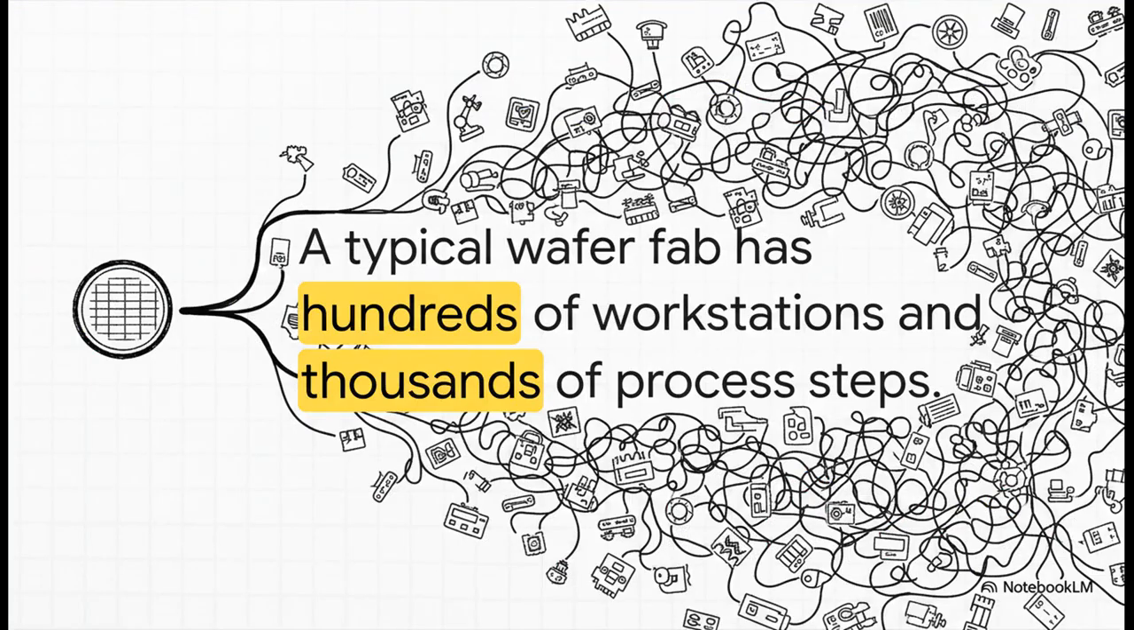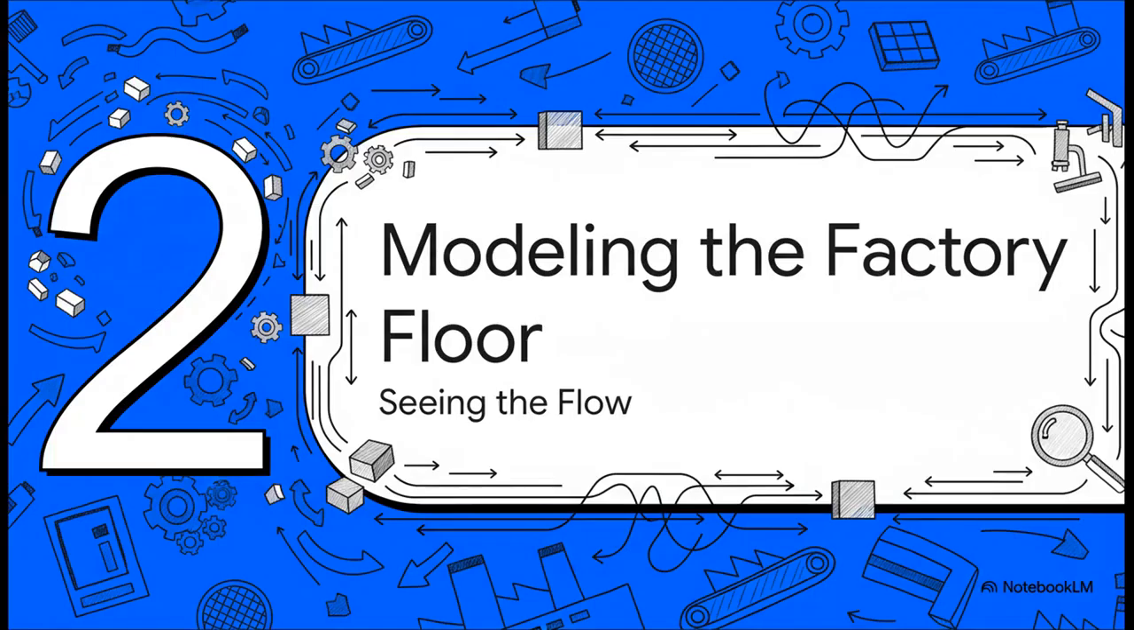Just picture it for a second. This is not your grandfather's assembly line, right? It's not a simple A to B to C process. We are talking about hundreds of individual workstations, maybe even thousands of process steps, all to make one wafer. The web of interactions, the dependencies, it's just staggering. It's way beyond what any one person can keep in their head. So the big question is, how on earth do you even begin to make sense of all that complexity?